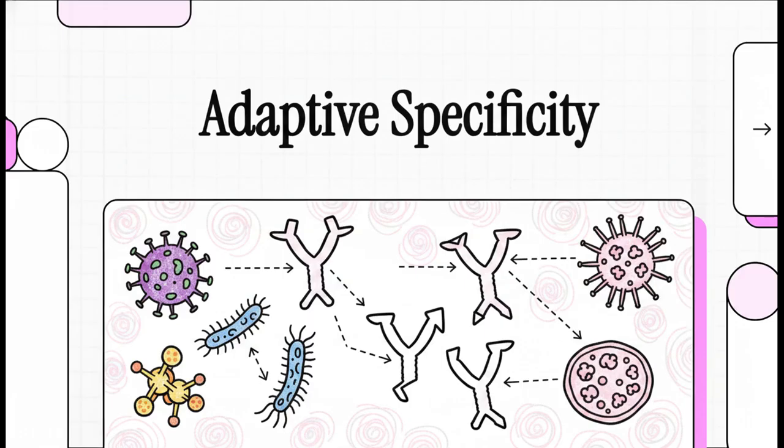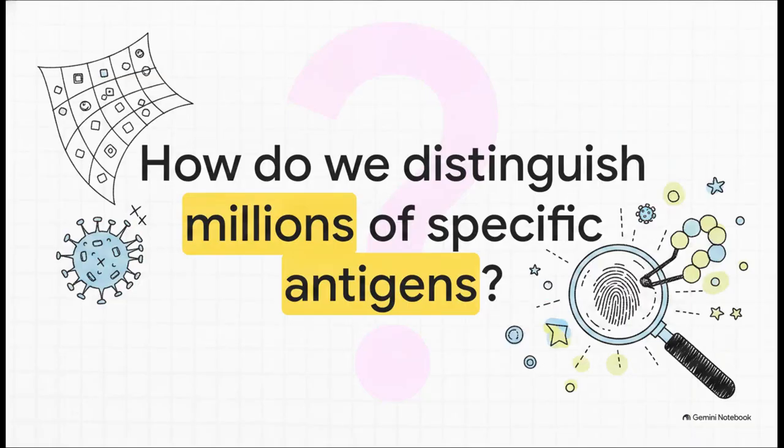We're going to demystify specificity, which is the exact, frankly, mind-blowing process your body uses to identify and take down individual microscopic enemies. I want you to really think about this for a second. Imagine you encounter a never-before-seen virus. How on earth does your immune system know exactly how to target it without accidentally friendly-firing your own healthy cells?